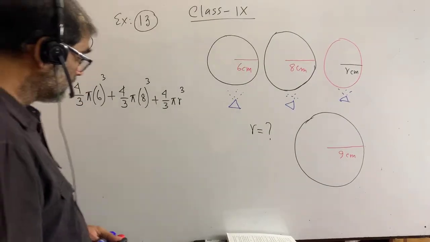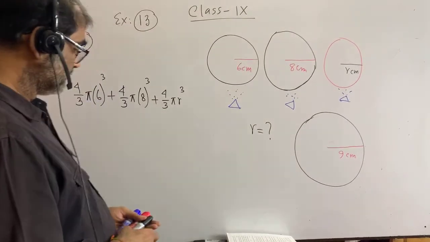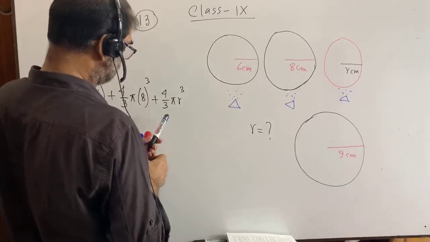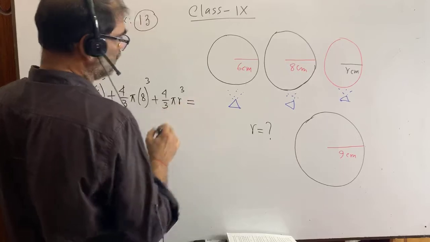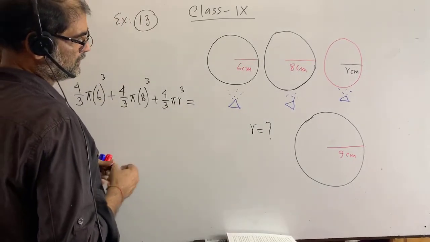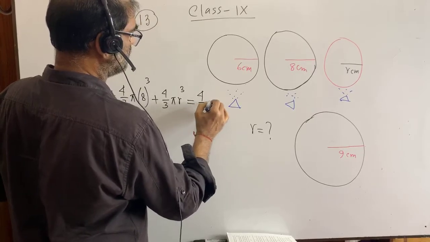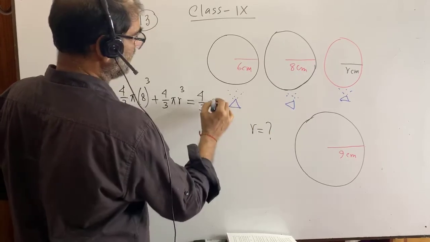Okay, now you see, this is equal to the volume of the new ball. What is the volume of the new ball? 4 by 3 pi 9 cube.